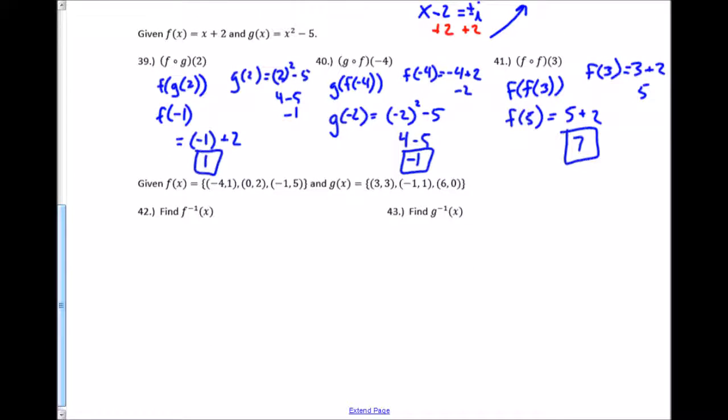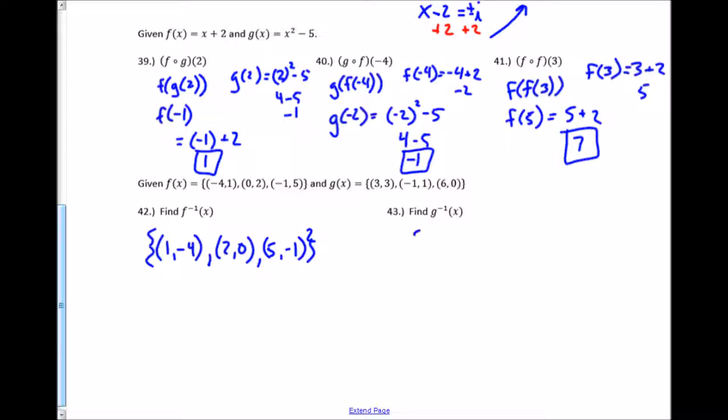For this one, the inverse of f of x simply means I take the f function and I switch all the ordered pairs. Instead of negative 4, 1, I do 1, negative 4. Instead of 0, 2, I do 2, 0. Instead of 5, negative 1, I do negative 1, 5. And that's it. That's the inverse. I'm switching the x and the y.